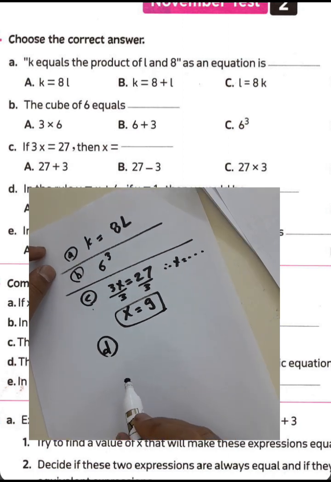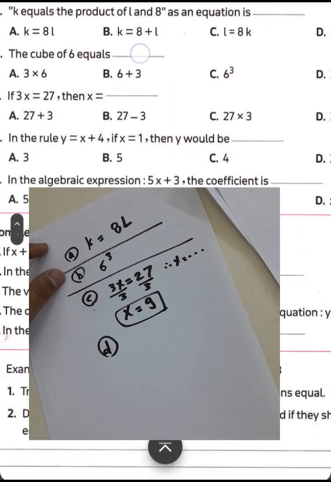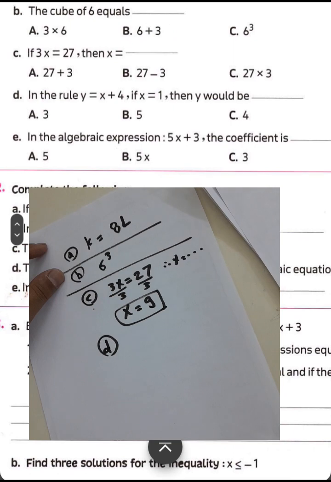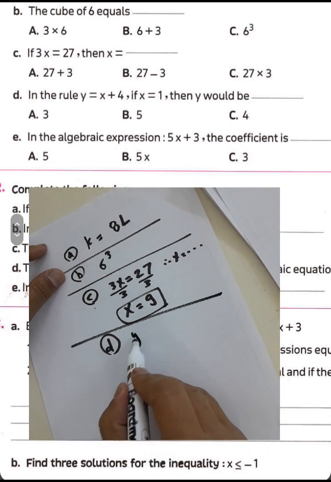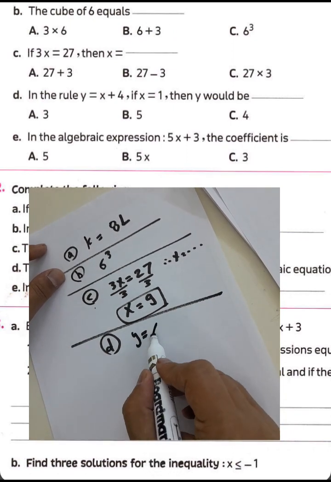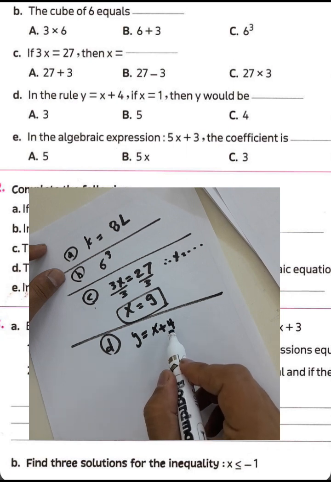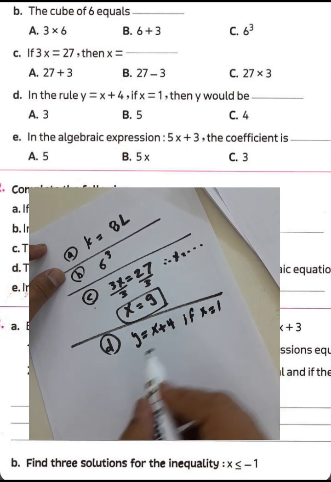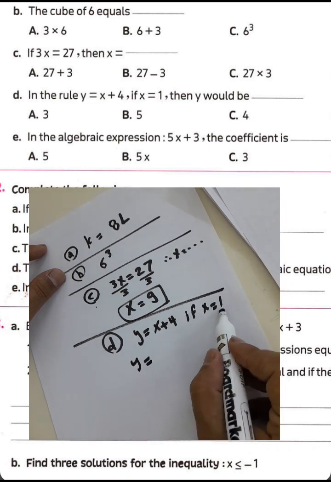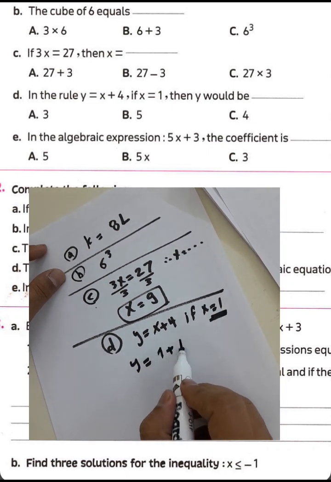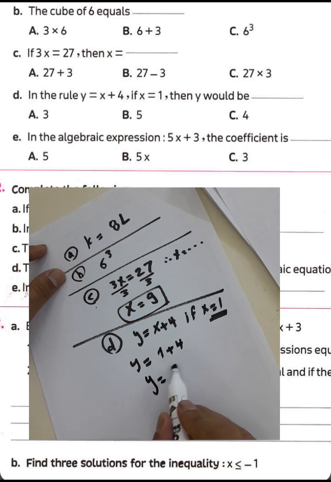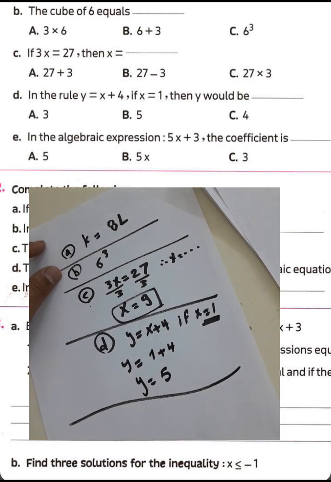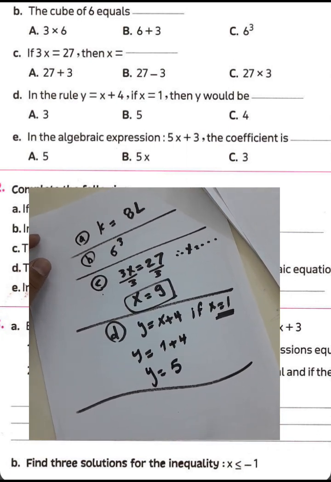Question letter D. In the rule y equals x plus 4, if x equals 1, then y would be what? Put x equal 1 here, 1 plus 4, then y will be 5. Y will be 5, okay?